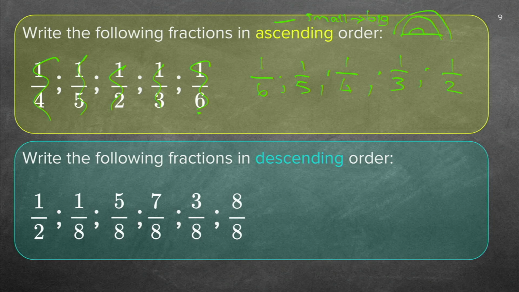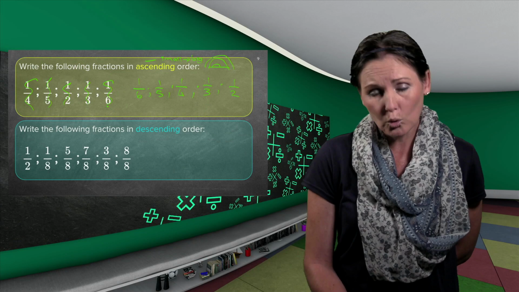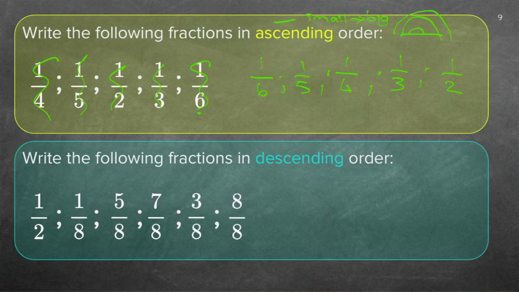Now at the next one, they say, write the following fractions in descending order. So it's from biggest to smallest. And I can see all my denominators are the same except for one. And I can get 2 to 8 by multiplying with 4. So this will be 4 eighths. And now I can start descending from the greatest to the smallest.